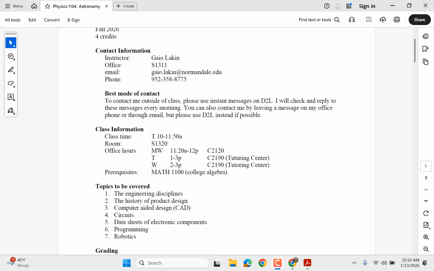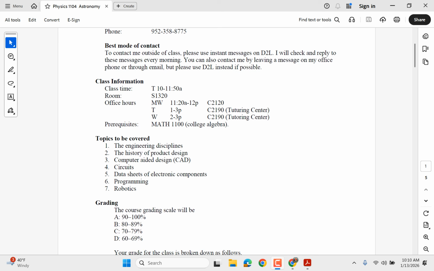And then my other ones are in the tutoring center, Tuesdays from 1 to 3. So the day of class, after class, there's basically an hour for lunch, and then I have office hours. And then Wednesdays from 2 to 3. And if those don't work for you, I can always make Zoom appointments too.